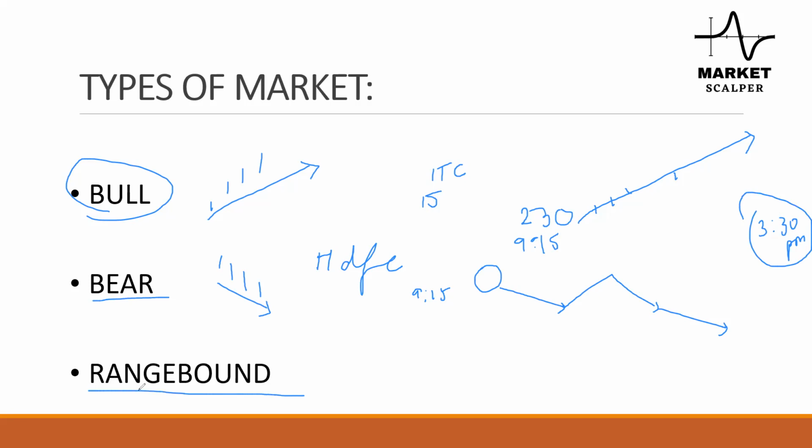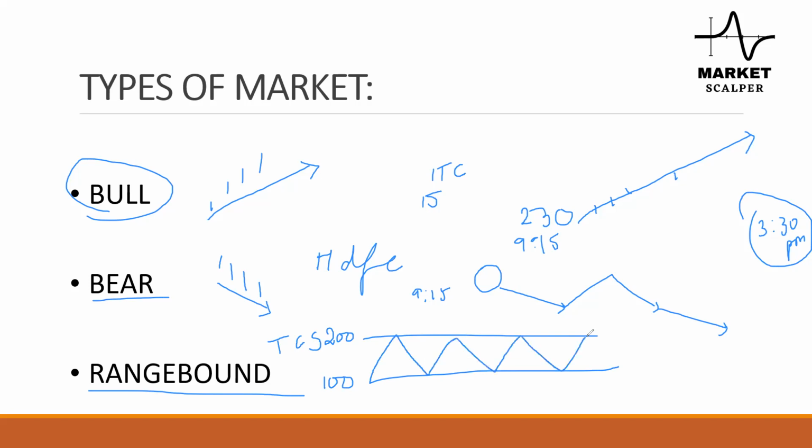Then what is a range bound market? A range bound market is basically when the market moves in a particular range. If we consider the stock, for example, TCS, if it is trading at 100, and the maximum it has traded at is 200, then on this particular day it's fluctuating only between this particular range. This type of market is called a range bound market.